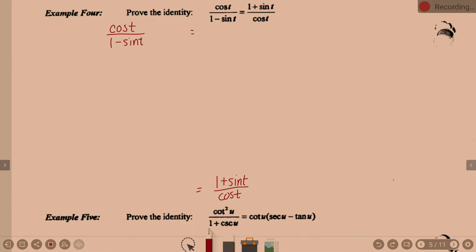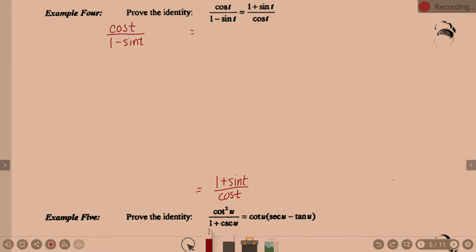So, options, thoughts. There's no squareds, so I can't think Pythagorean identity. It's already all in sines and cosines. Common denominator? There's only one fraction. Oh, well. Okay, so this is a new trick.